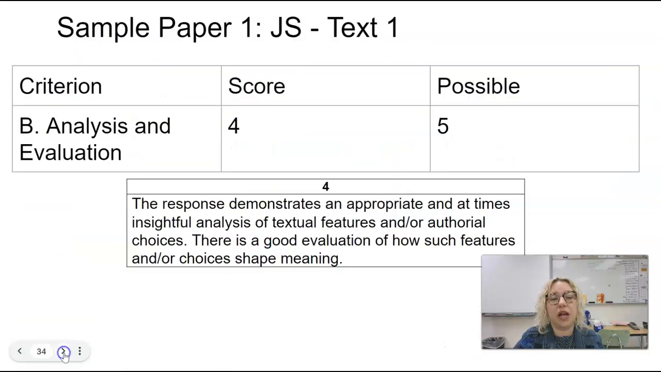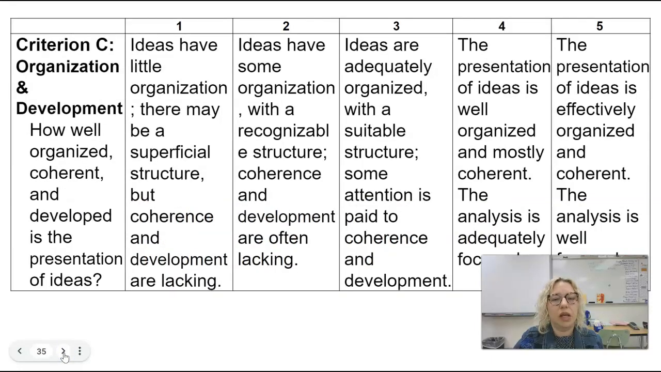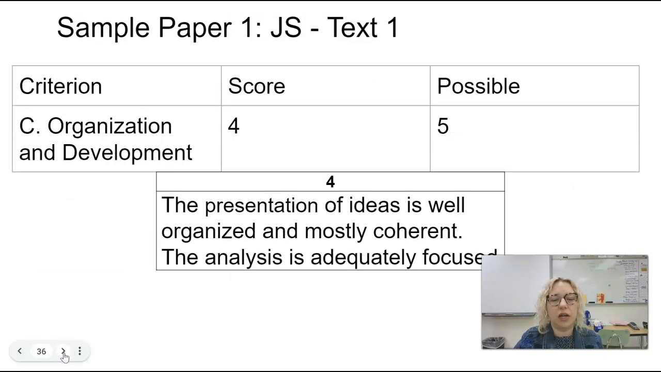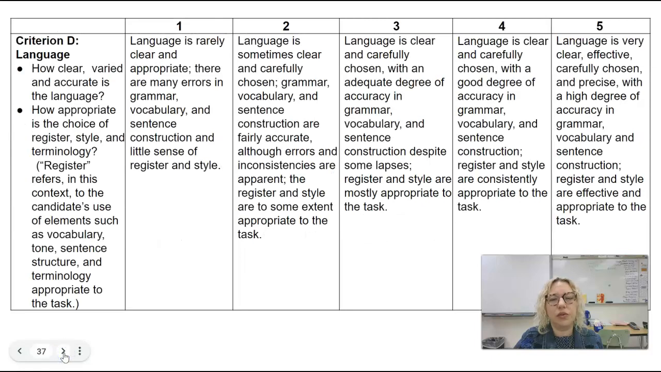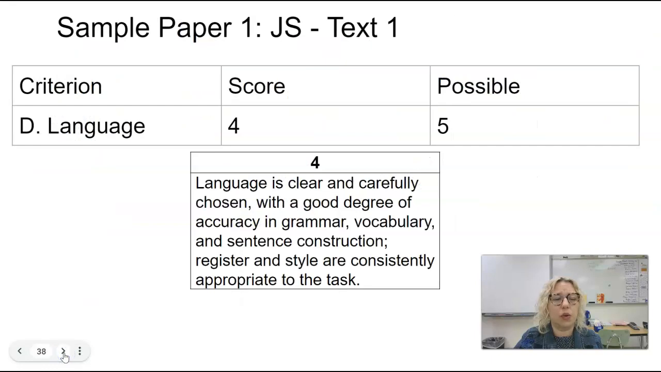But for B, here's where she scored higher. They gave her a 4 for analysis and evaluation. The response demonstrates an appropriate and at times insightful analysis of textual features and or authorial choices. There's a good evaluation of how such features and or choices shape meaning. For presentation, organization, and development, they said a 4 again. And for use of language, there were some errors, but some sophisticated language as well, and so they gave her a 4 once again.